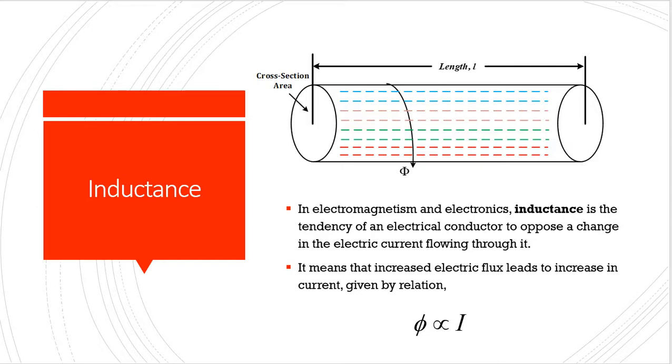Now moving on to inductance. Considering the effect of inductance in electromagnetism and electronics, inductance is the tendency of an electric conductor to oppose a change in the electric current flowing through it. If there is equipment in which an inductor is installed, the property of the inductor is to store current. It has stored some of the current.